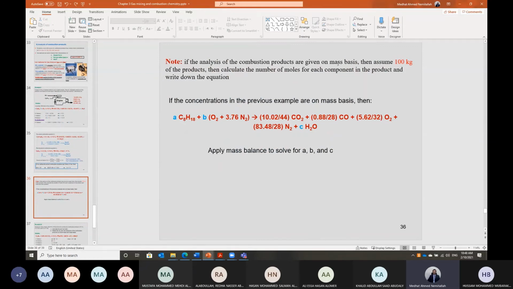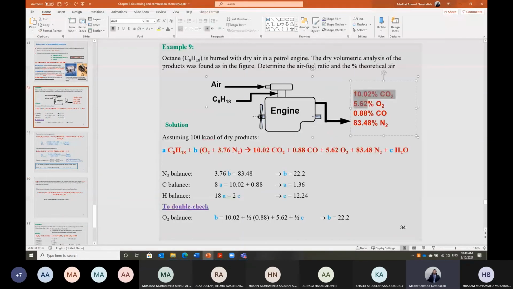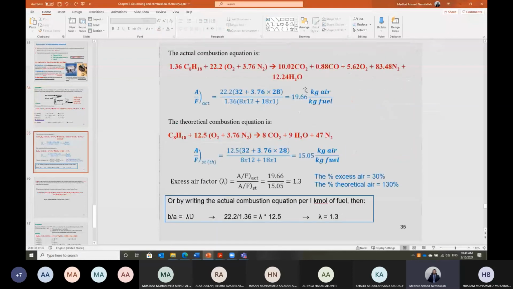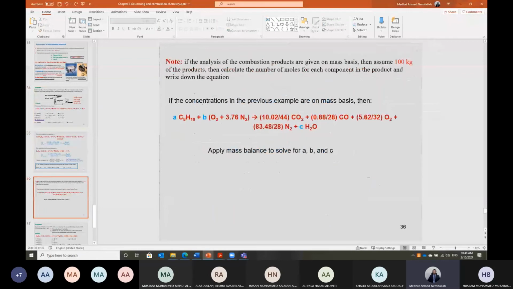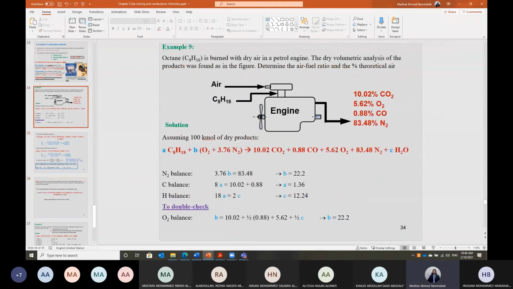If the concentrations here are given on a volumetric basis, based on that we assume we have 100 kilomole of the product. If the concentrations are given by mass, it will be the same, but instead of 100 kilomole, I will be assuming 100 kilogram. So if we have 100 kilogram, that means we have 10.02 kilogram of carbon dioxide plus 5.62 kilogram of O2 plus the other components.